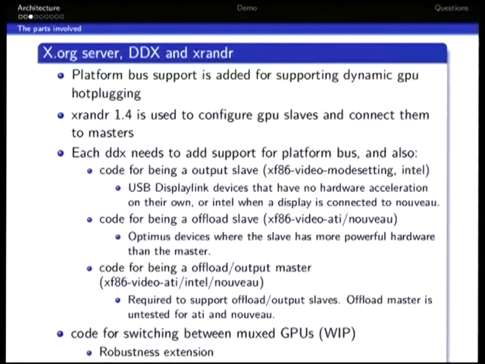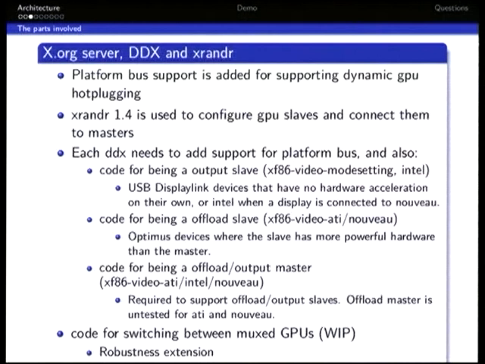Also, all the stuff that needs to be done in the XORG server, the DDX and XRender. First of all was the platform bus support. I don't know much about it. Keith probably knows more than me. But it's basically for enabling GPU hot plugging. And it doesn't necessarily have to be a GPU, it could also be, for example, a USB device like those DisplayLink monitors. XRender 1.4 is used to configure all of that.